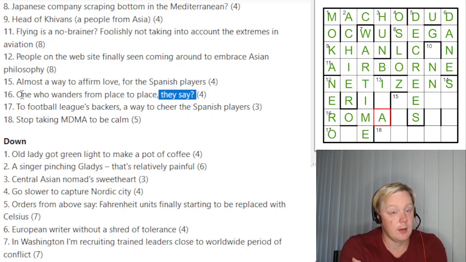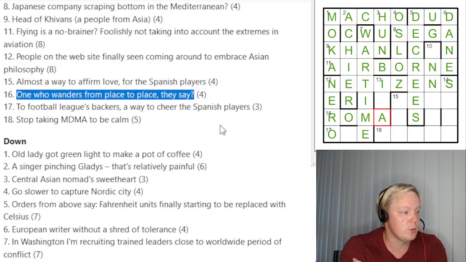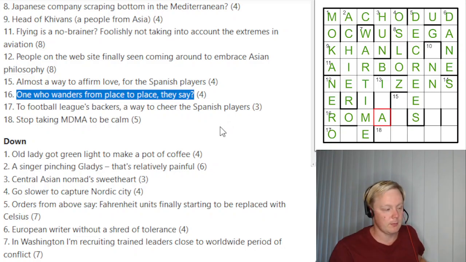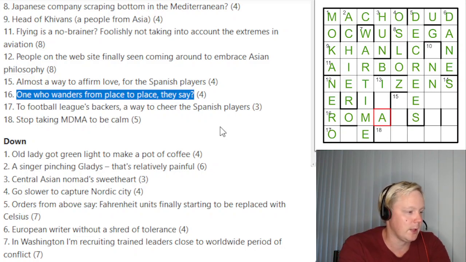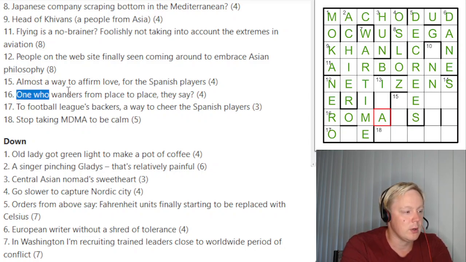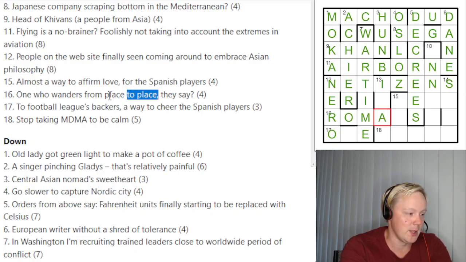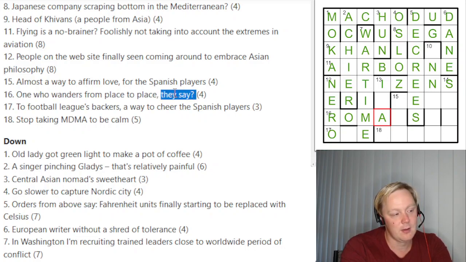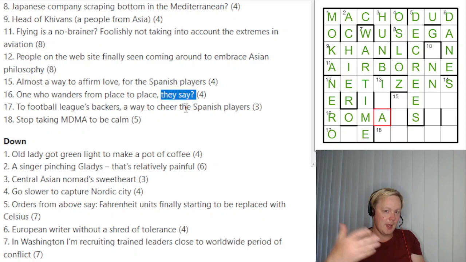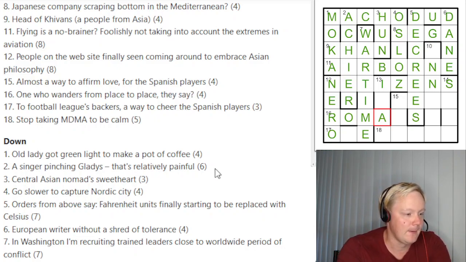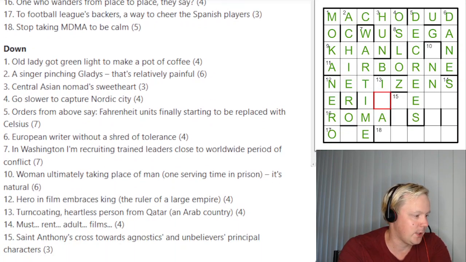But this is actually another &lit, so the definition is one who wanders from place to place, they say, question mark. So people might say if you're a Roma, you wander from place to place, whether it's currently true or not. And the wordplay is one who wanders. If you wander, you roam. A roamer would be one who wanders from place to place. And they say means homophone. And Roma is a homophone of that word. So that's how the wordplay works. And we get an A for the 13 down.